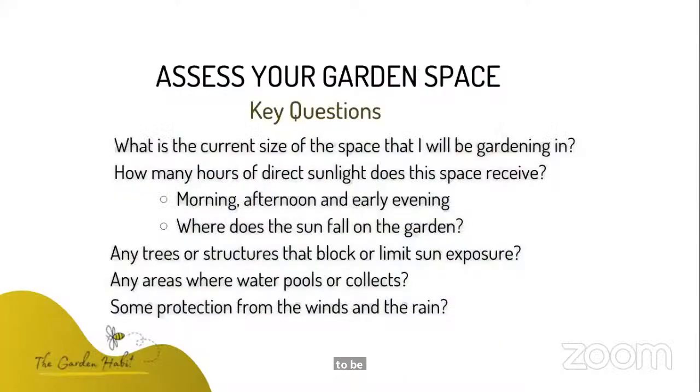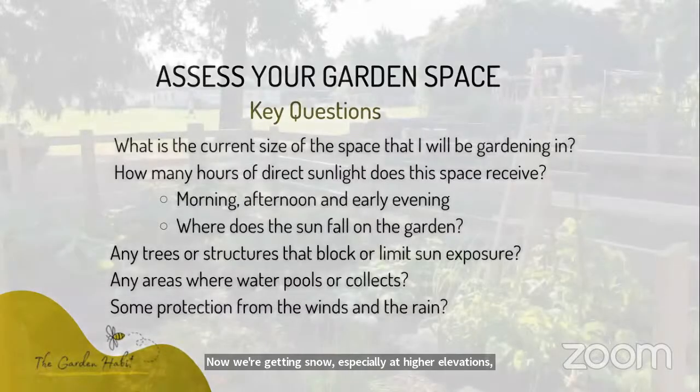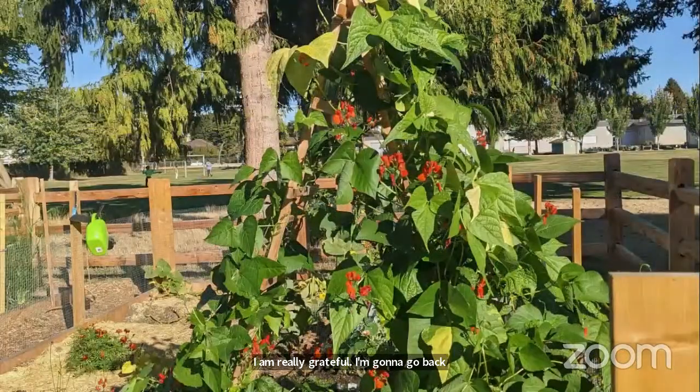Sun protection from the winds and rain. So in British Columbia, we're a temperate coastal rainforest. We get a lot of wind and a lot of rain during our winter months. Now we're getting snow, especially at higher elevations and in the Lower Mainland. I am really grateful, and I'm going to go back to this picture. I have a tree that is just adjacent to my community garden, and that tree actually makes a really nice windbreak and protects my garden.